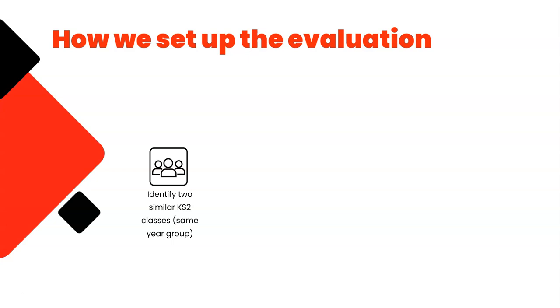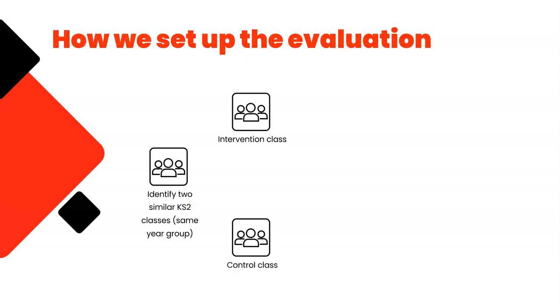So this just means identifying two similar Key Stage 2 classes in the same year group. You will then use the trial wizard to enter the class names and the number of students in each class. This will then allocate them into an intervention or control.